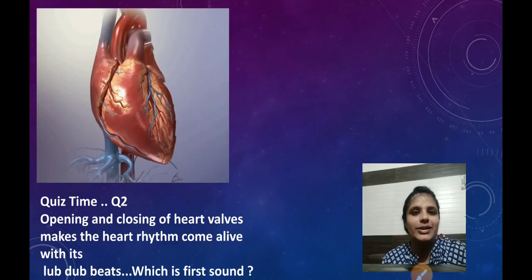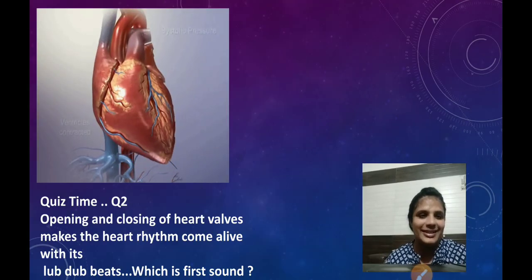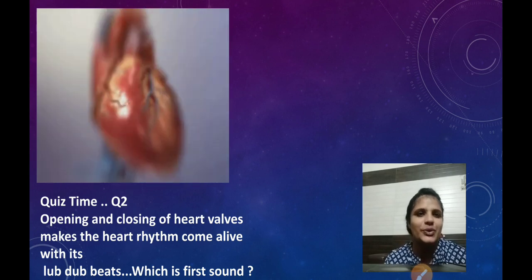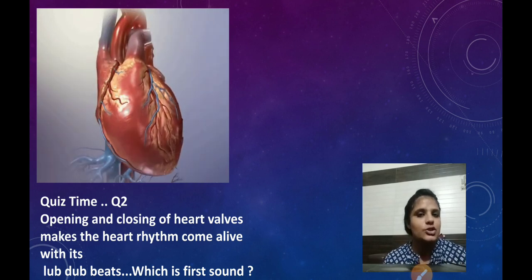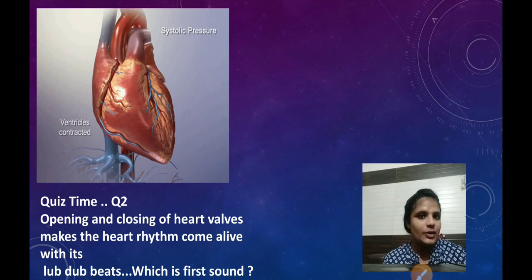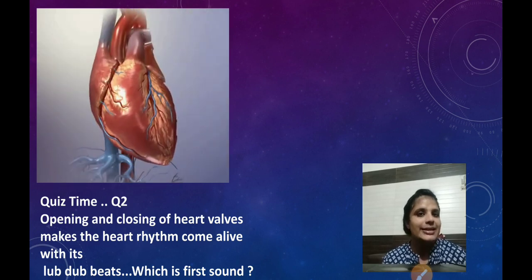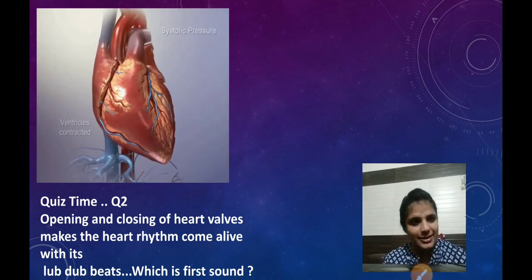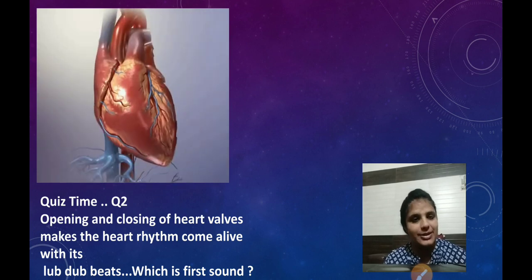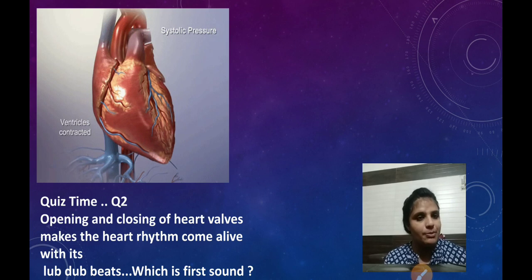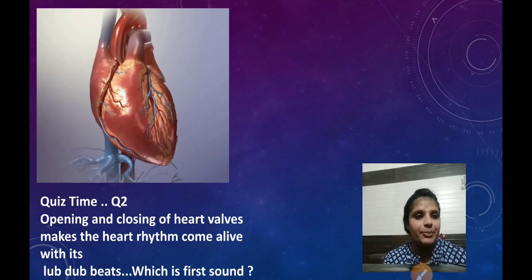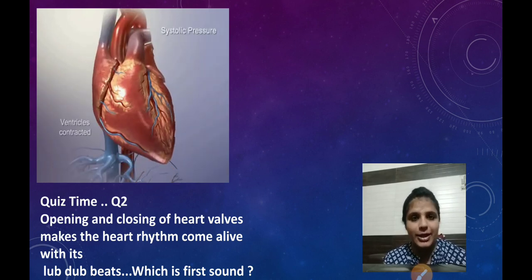Now look at this another video. It's a short video. When ventricular systole is there, or the ventricles contract, that time it creates a pressure that is called systolic pressure, and that systolic pressure is approximately 120 mm of Hg. If we compare, systolic pressure is more than diastolic pressure.